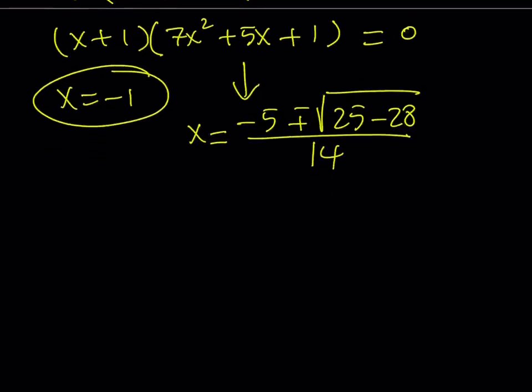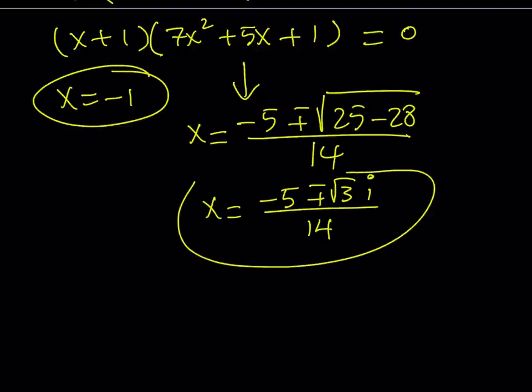Awesome. Not so awesome because we got a negative answer, but I know some folks who like complex numbers will like this because the roots are going to be complex. Yay. So 25 minus 28 is -3, so that gives me -5 plus or minus square root of 3 multiplied by the i, which is the imaginary square root of -1, whatever. So this is the other two roots.